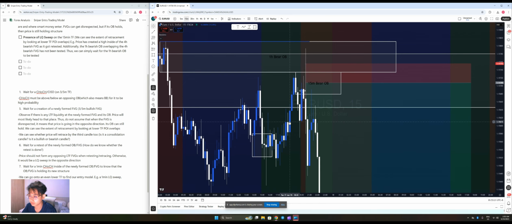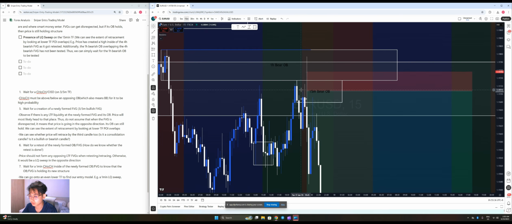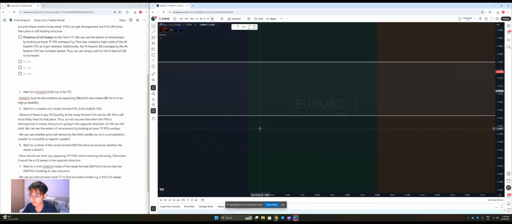So just know that price after doing a very sharp turn, which is in our favor, will come up to the 15-minute bearish order block, which is what we want. But in this case, price pierced above it because it hasn't tested the 1 hour bearish order block, which is what it did. So after we come out to the 15-minute bearish POI, we go to 1 minute.